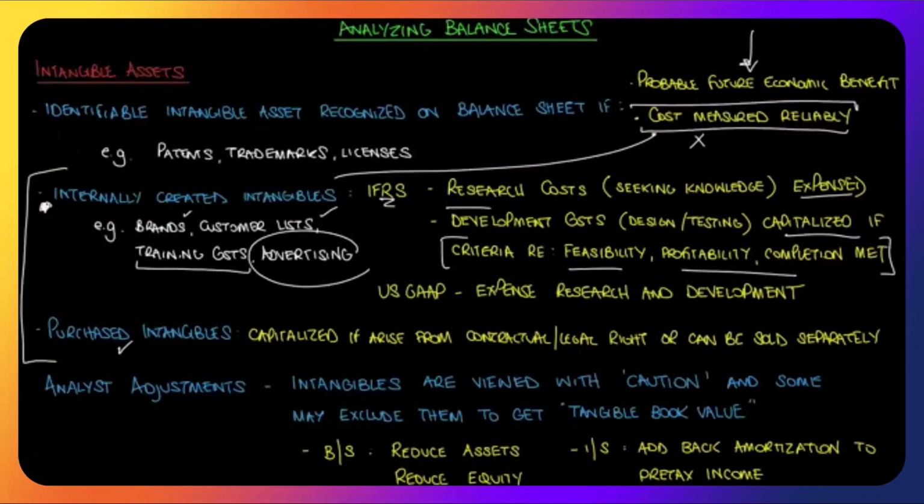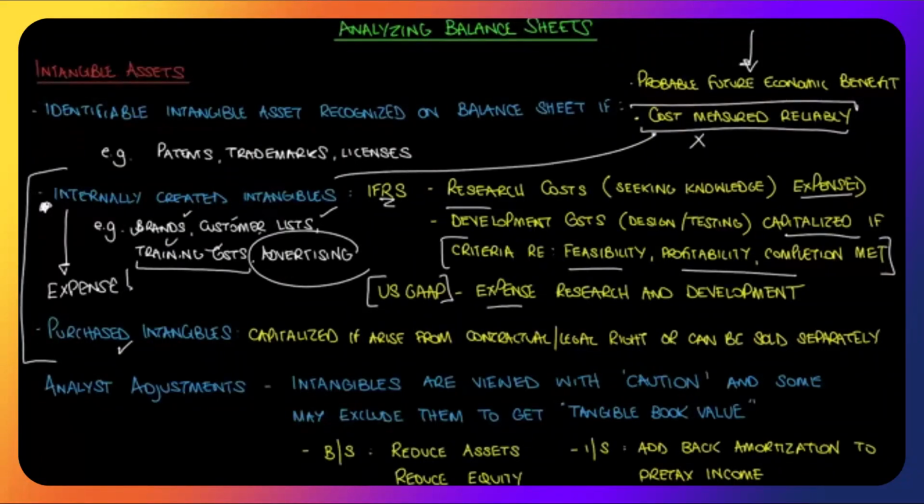US GAAP has no truck with that. US GAAP says no, expense research and development. But they are the exceptions. Really, it's only development expenditure here under IFRS. Otherwise, because you cannot measure the cost reliably, these things are expensed.